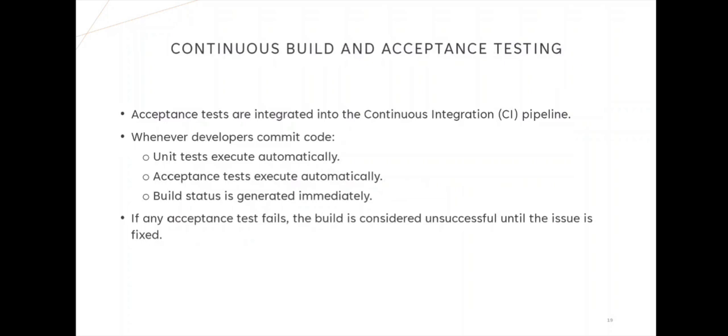Finally, acceptance tests become part of the continuous integration pipeline. Every time developers commit code, unit tests and acceptance tests run automatically. If any acceptance test fails, the build fails immediately, allowing the team to fix the problems quickly before moving forward.